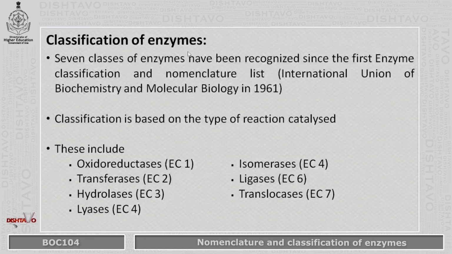Classification of enzymes. 7 classes of enzymes have been recognized since the first enzyme classification and nomenclature list was put out. Classification of enzymes is based on the type of reaction catalyzed. The 7 classes of enzymes include oxidoreductases, transferases, hydrolases, lyases, isomerases, ligases, and translocases.